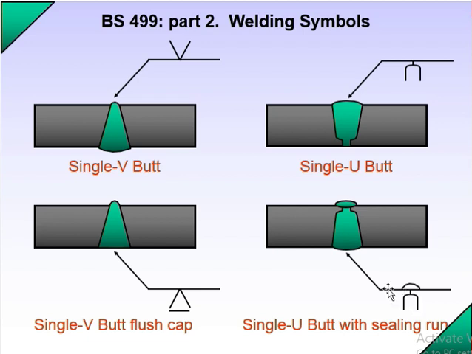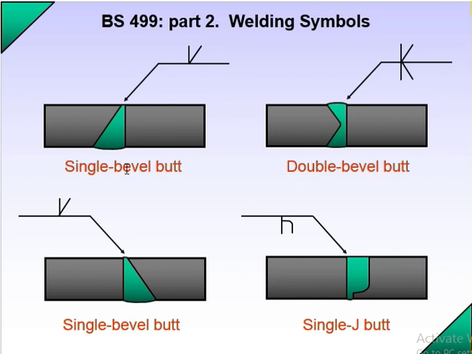So you understand, I think, these four: single V butt, single U butt, single V butt plus backing strip, and single U butt with sealing weld joint. So you can understand the BS 499 Part 2 welding symbols.